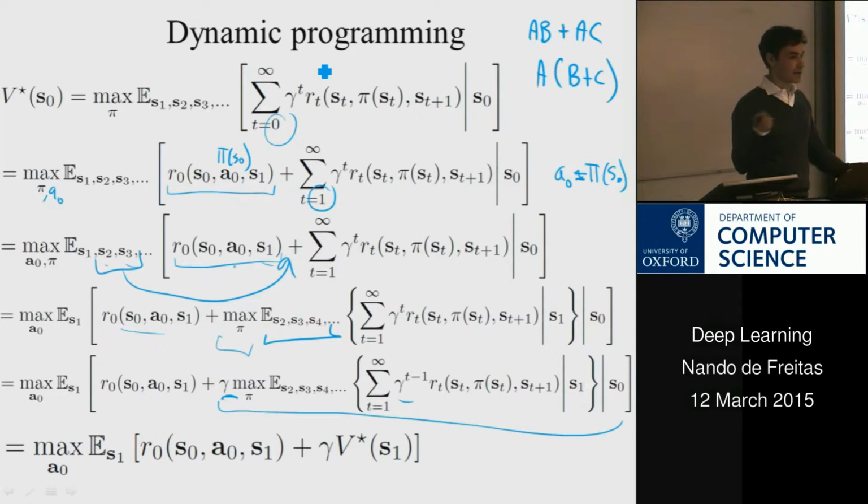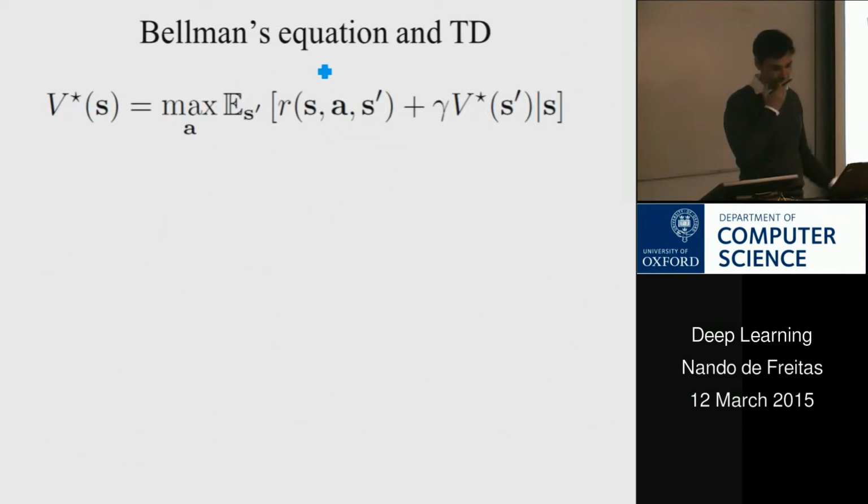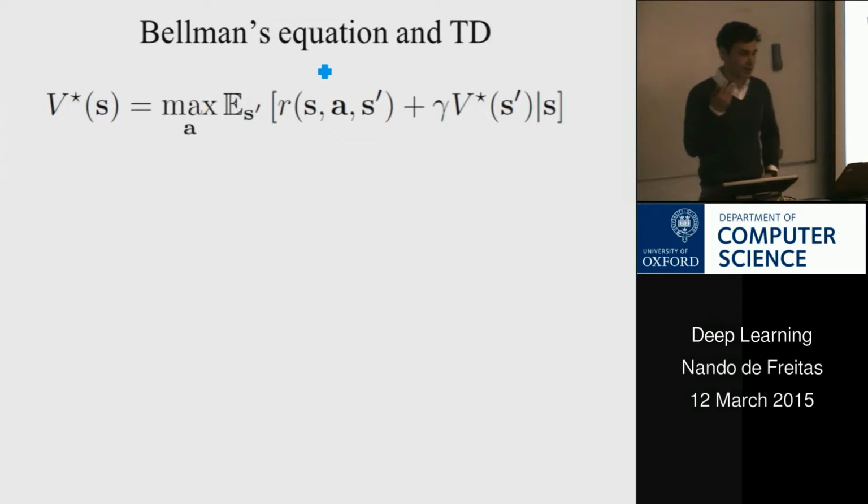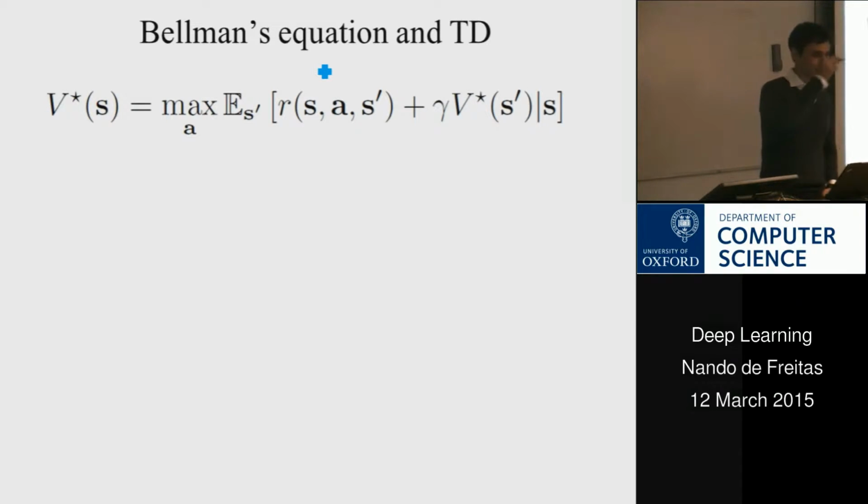And this is Bellman's equation, which is one of the most fundamental equations. Let me show it here without the indices. So instead of writing time t plus 1 and so on, this is going to be the current state, and this is going to be the future state.